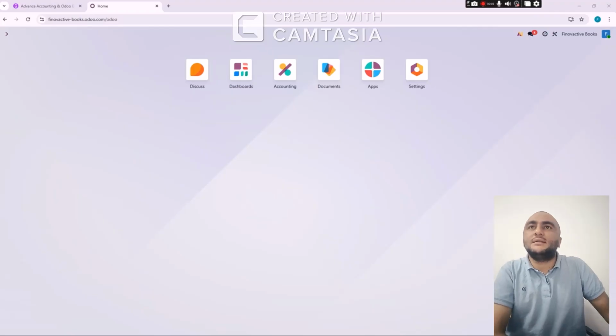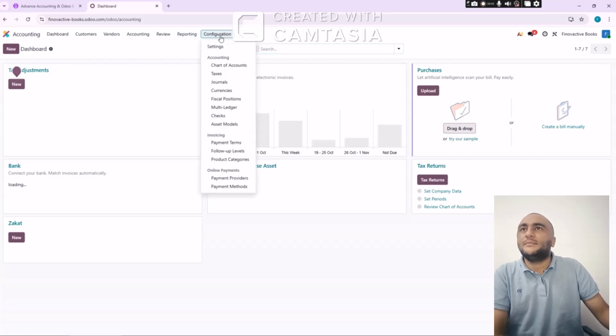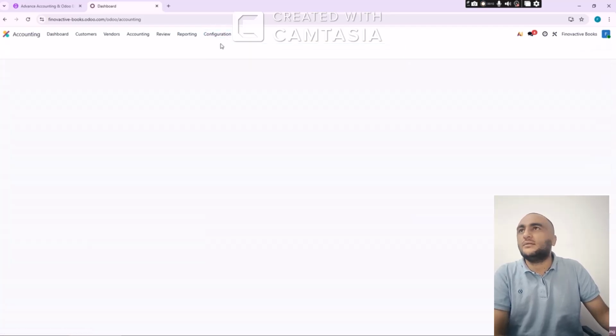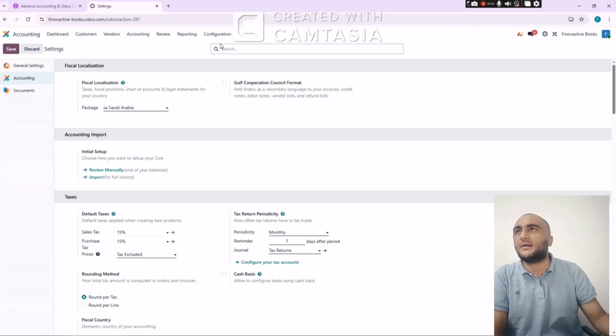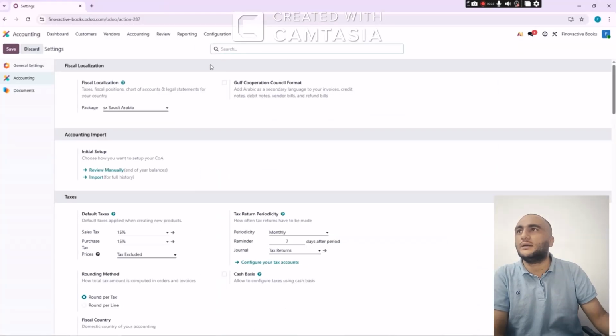Okay, after the tour, we will set up Odoo for the first time, starting with settings. You have to set up Odoo first. We have done the setting of the whole Odoo, but not for accounting. So here we will add accounting settings in configuration, and then in settings you can set up Odoo.